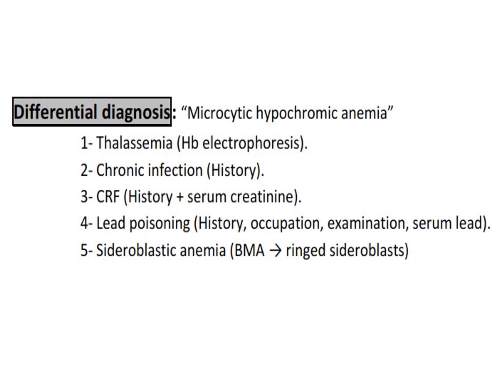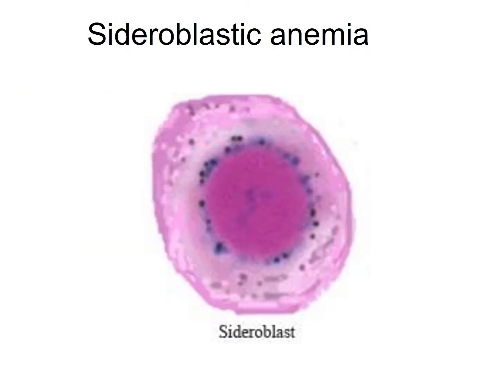These are some of the causes of microcytic hypochromic anemia, like thalassemia, chronic infection, chronic renal failure, lead poisoning, sideroblastic anemia. Thalassemia is diagnosed by hemoglobin electrophoresis, chronic infection by history, renal failure by history and serum creatinine, lead poisoning by occupational history, examination sometimes, serum lead, basophilic stippling, and sideroblastic anemia is usually diagnosed during a bone marrow aspiration, revealing sideroblasts in the bone marrow.